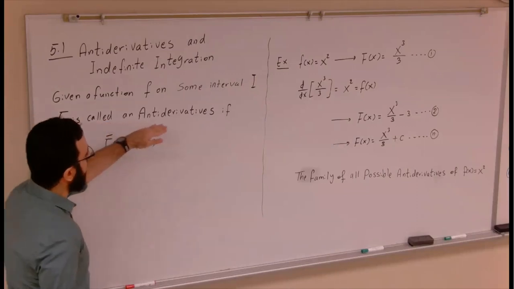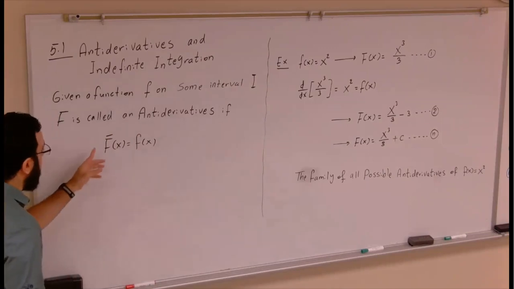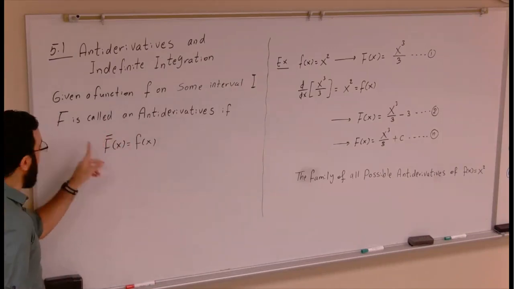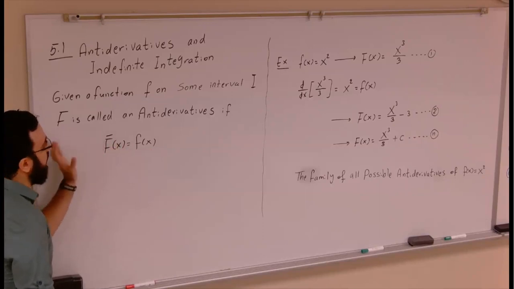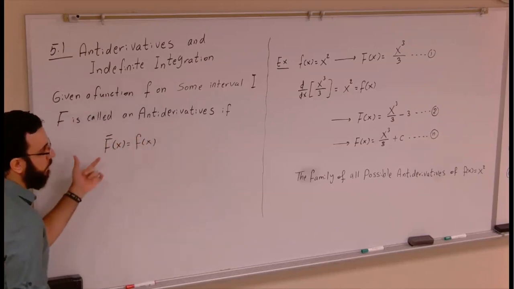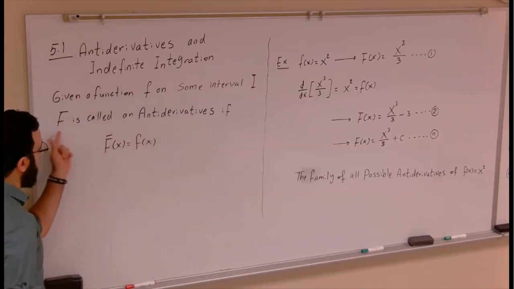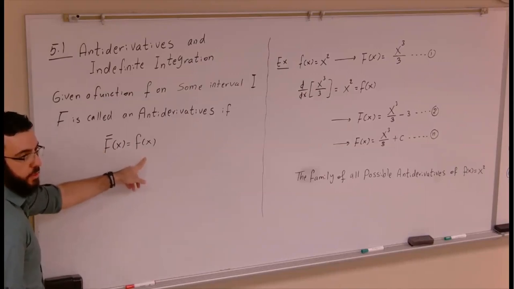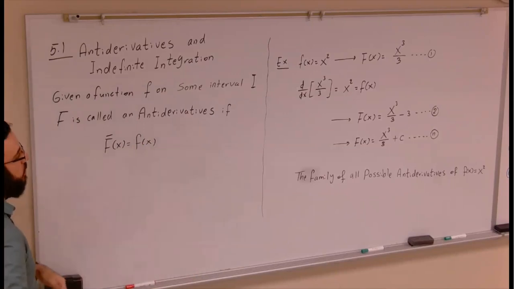to call it an antiderivative if you take the derivative of the capital F, and it goes back to the original function. Because you're going to do the antiderivative, you're going to get a new function. If you take the derivative of the new function, you're going to go back to the original function f. So it's the opposite of the derivative. It's going to be the antiderivative.